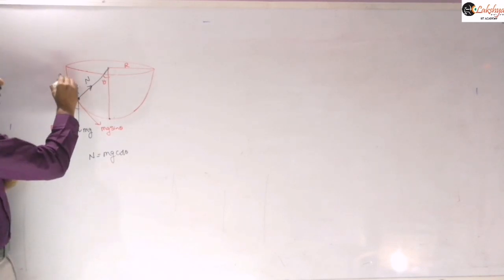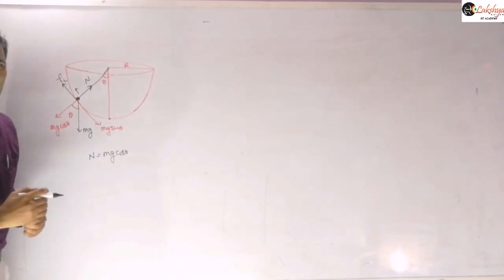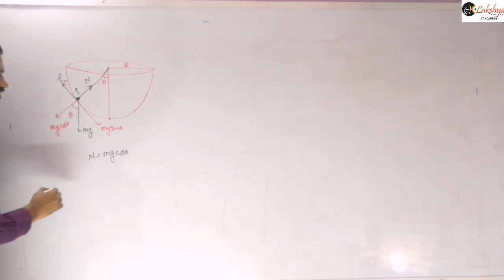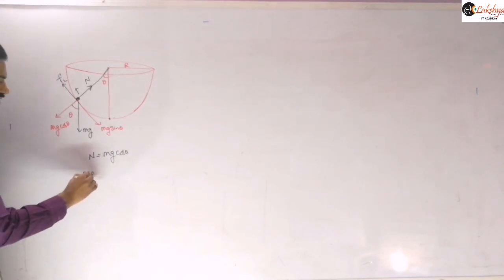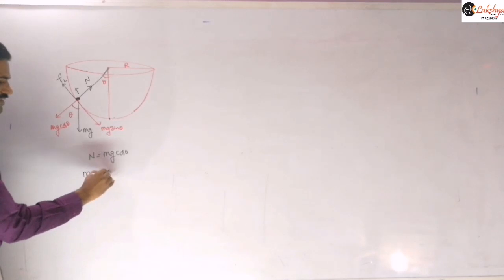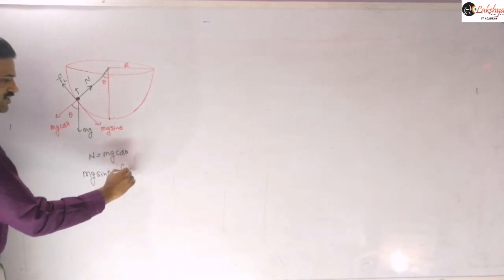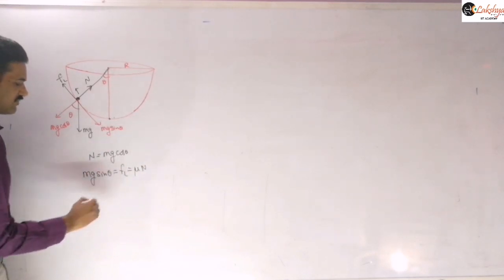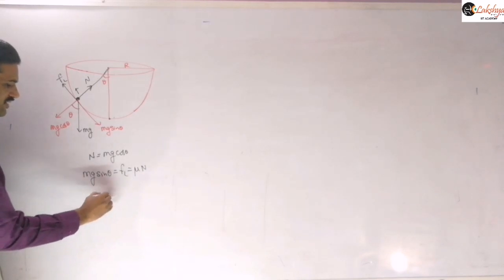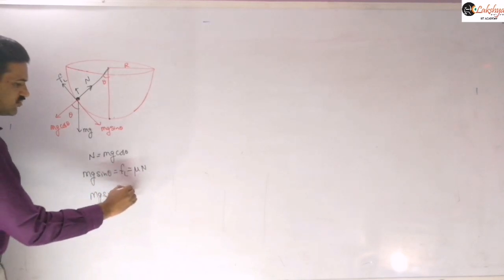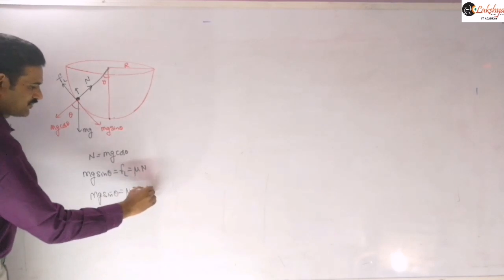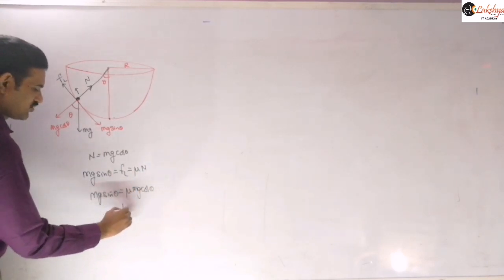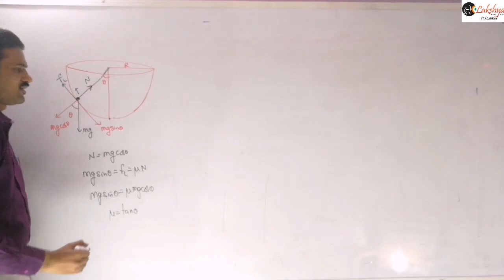Suppose this is the maximum position, so the limiting friction will act there, right? Therefore, if theta is the maximum angle raised by the insect, mg sin theta is equal to FL, which we can write as mu N. Therefore mg sin theta is equal to mu into mg cos theta, or it is nothing but mu equal to tan theta, right?